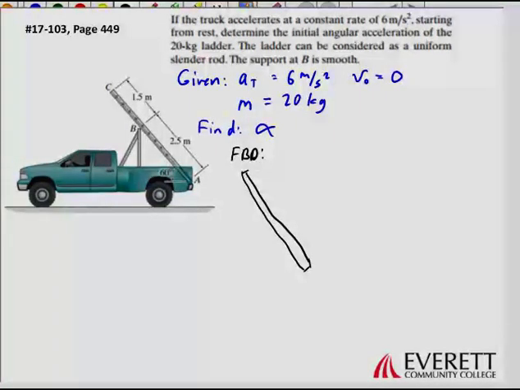And if we look at B, we know there's going to be a force at B. It's going to be perpendicular to where B hits the ladder. I'll call that N sub B, or the normal force at B.